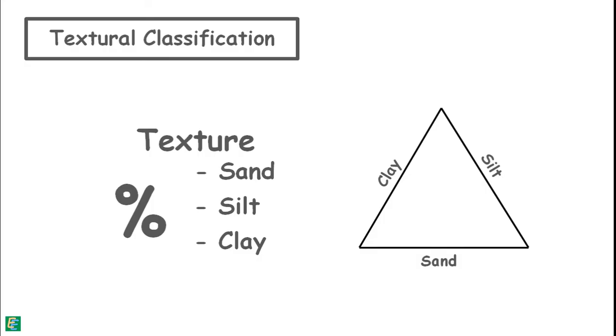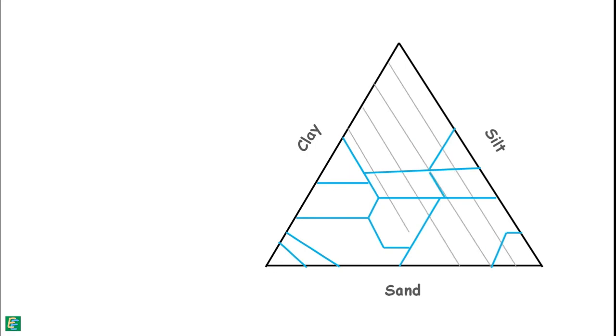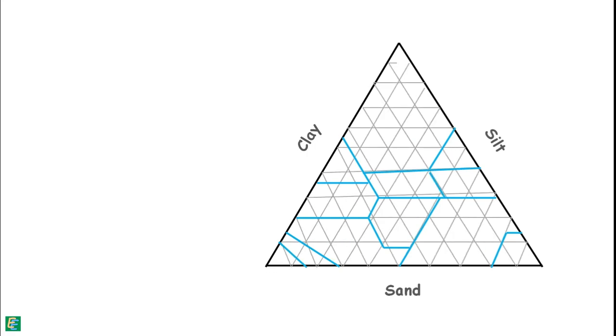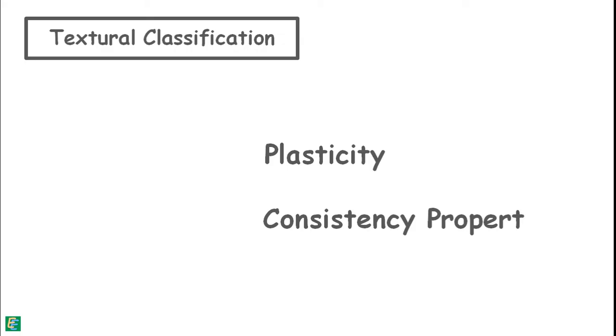This system assumes that soil does not contain particles of size larger than sand. This equilateral triangle is divided into 12 zones. Each zone indicates a type of soil. If we know the percentage of sand, clay, and silt in our sample, we can use this triangle to know our soil type out of these 12 soil types classified in the triangle. But this system also does not take into account the plasticity and consistency properties, which are important when it comes to the fine-grained soils.